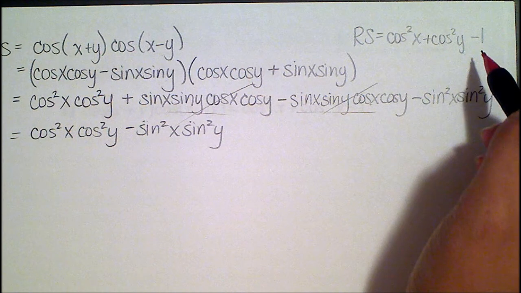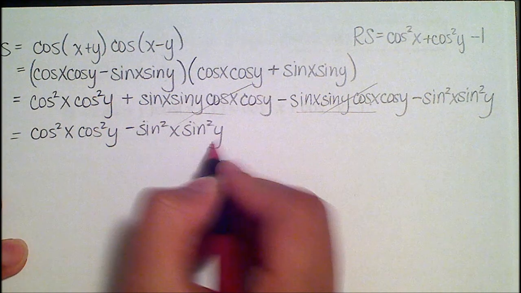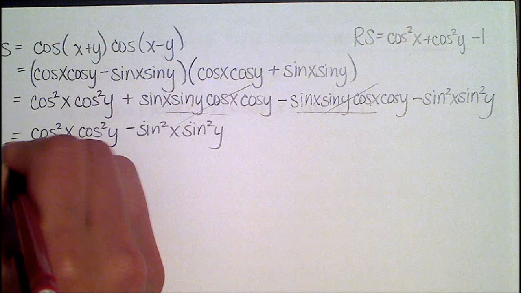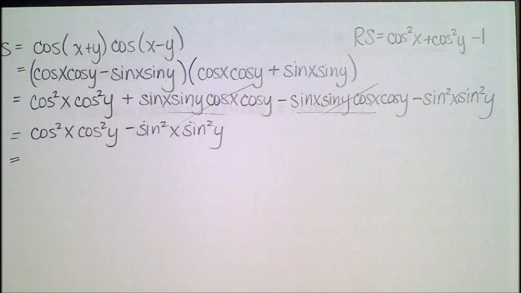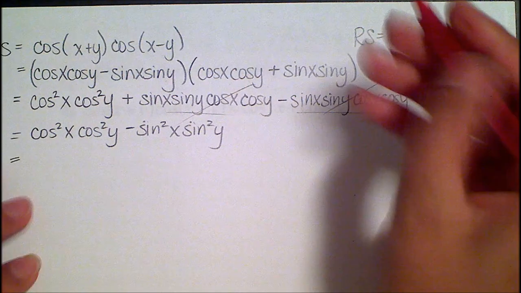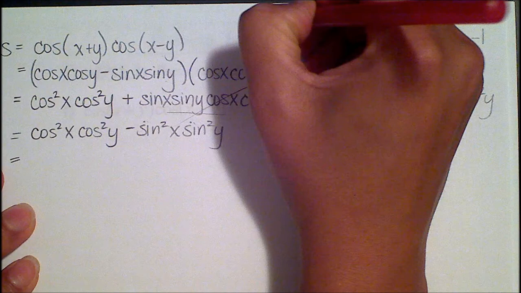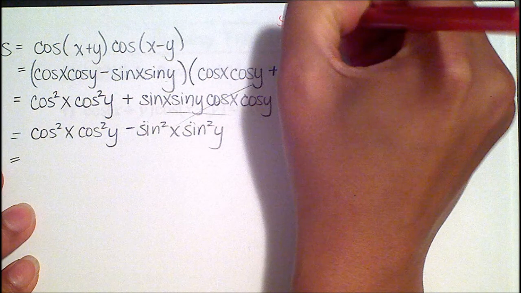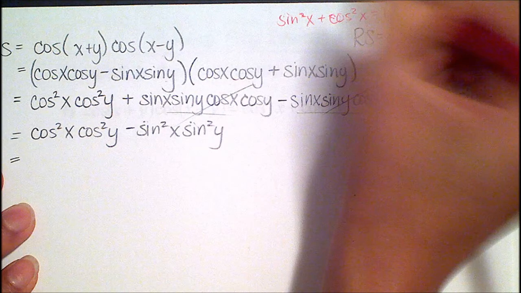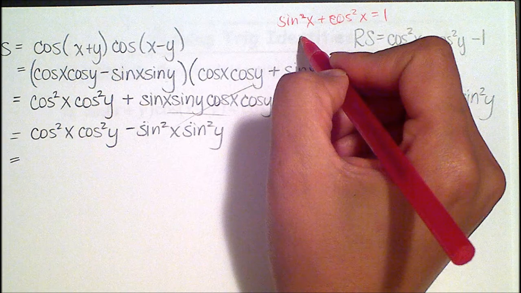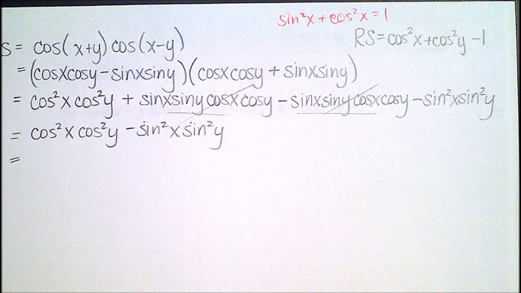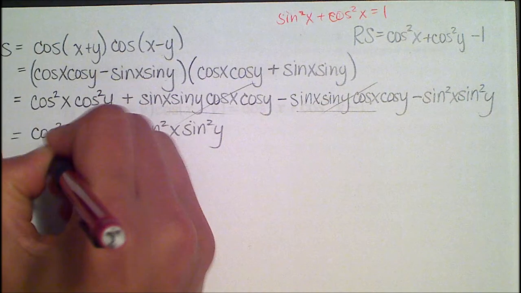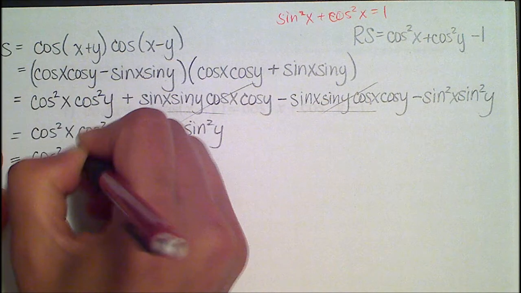Now, the only way that I know how to get rid of sine squared x is using the Pythagorean identity. So if you think back to the Pythagorean identity, we know that sine squared x plus cos squared x equals 1. And so if I rearrange this to isolate sine squared x, I would get 1 minus cos squared x. And so that's what I'm going to do. I'm going to replace the sine squared x with 1 minus cos squared x.